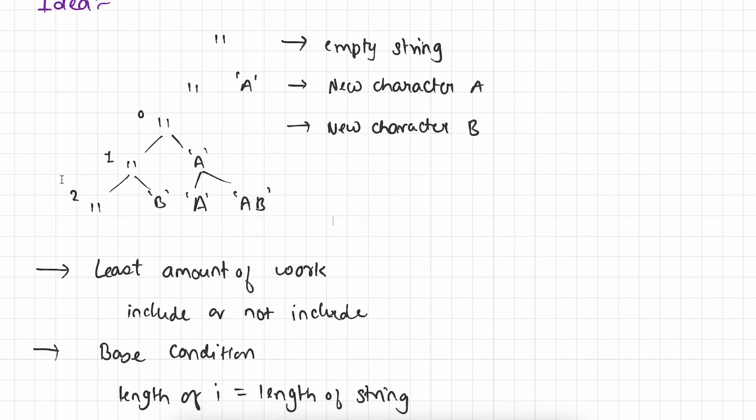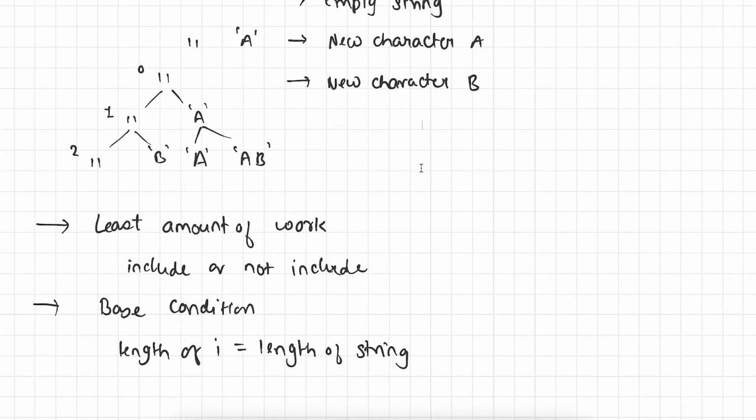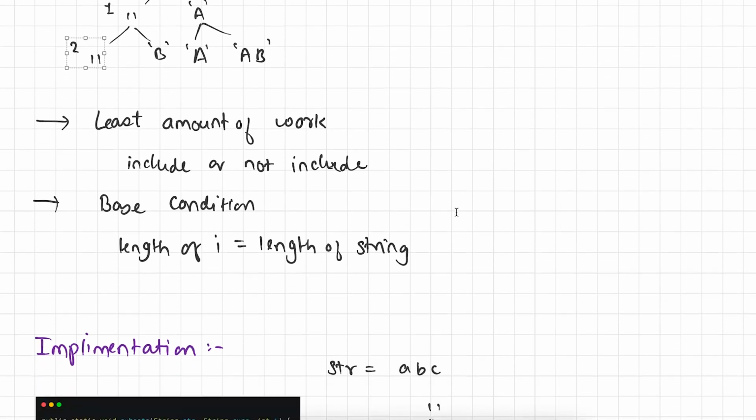Okay, because when the value of level becomes 2, that means we have already considered all the characters and we are done. So when the value of level is equal to the number of characters, then we stop. If the length of I is equal to the length of the string, then we should stop. To satisfy this condition, we simply pass a variable equal to 0 to the first function, and then we keep on incrementing this variable throughout the recursive calls. So this is all about the idea to solve this problem.